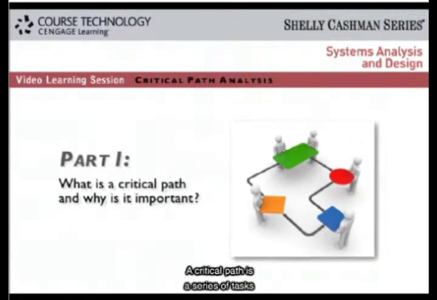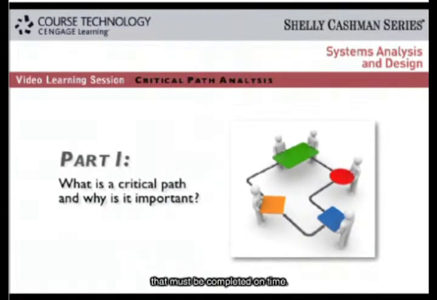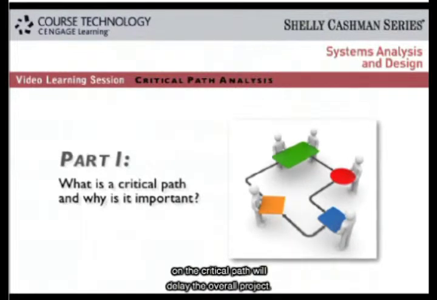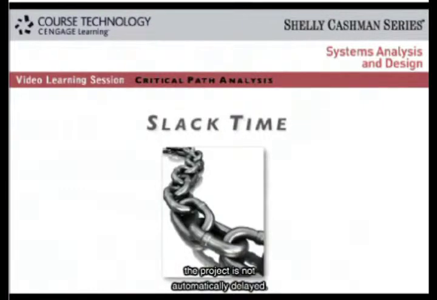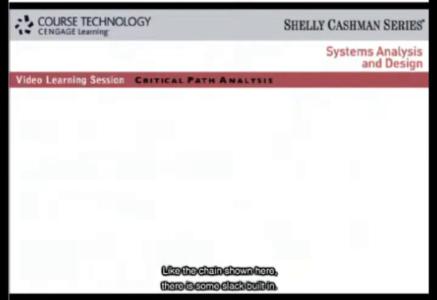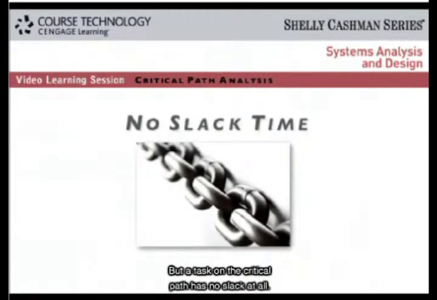A critical path is a series of tasks that must be completed on time. Any delay in a task on the critical path will delay the overall project. If a task that is not on the critical path is delayed, the project is not automatically delayed. Like the chain shown here, there is some slack built in. But a task on the critical path has no slack at all.